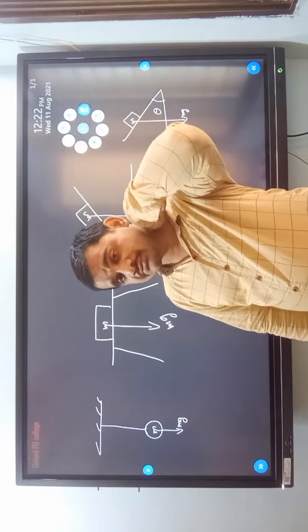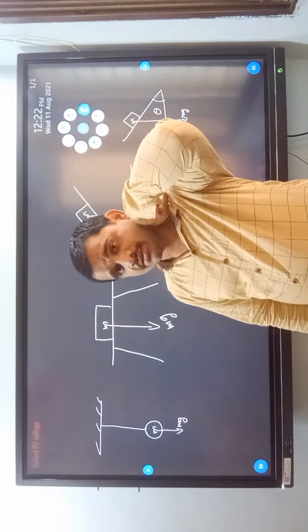Force is a vector quantity. So the magnitude of the force is mg, and the vector acts downward. We also have to give the direction. The direction of mg is always downward, in any situation you take.